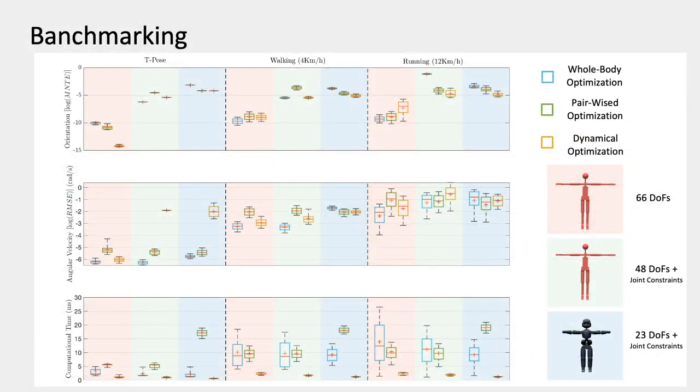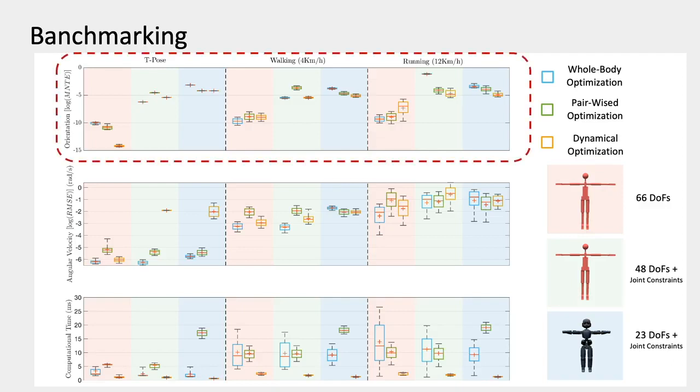This figure shows the performance comparison for the three approaches in terms of rotation and angular velocity accuracy and computational time. Data have been collected for three different conditions: the subject standing still in T-pose, the subject walking, and the subject running. Each algorithm has been tested on each of the tasks with 3 different models: a human model with 66 degrees of freedom, a human model with 48 degrees of freedom and anatomical joint constraints, and an iCub humanoid robot model with joint limits. Each model is denoted in the figure by the boxplot background color.